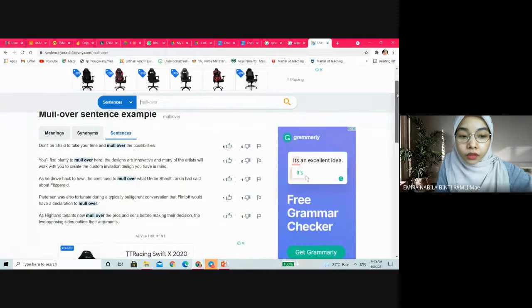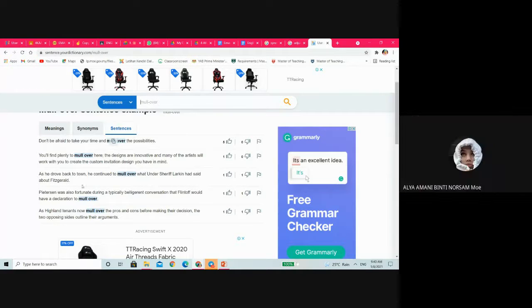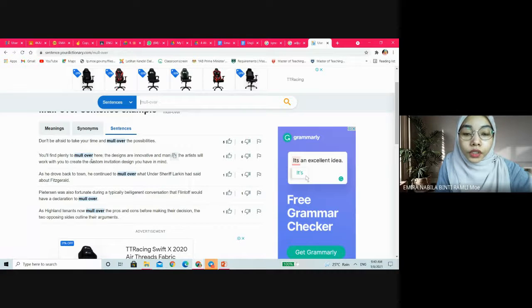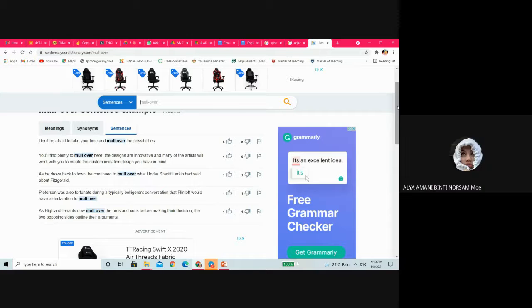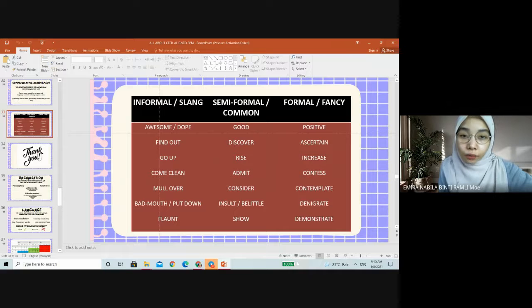Okay, cuba tengok. Don't be afraid to take your time and mull over the possibilities. Consider the possibilities. Fikirkan. Wow. You'll find plenty to mull over here. Dia sama dengan contemplate dengan consider lah. Okay, tapi dia informal. Awak kena ingat dia adalah informal.